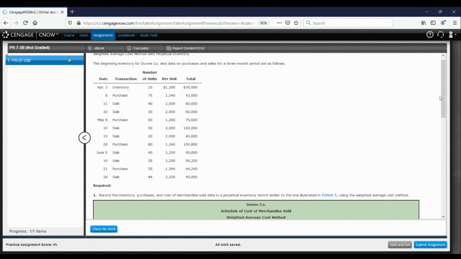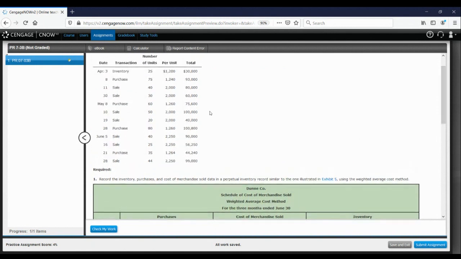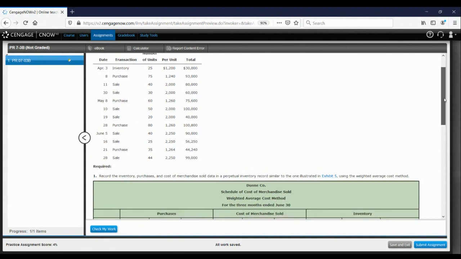So we bought 75 units, and that will go in our purchases column, the quantity that we purchased. And then the unit cost is $1,240.